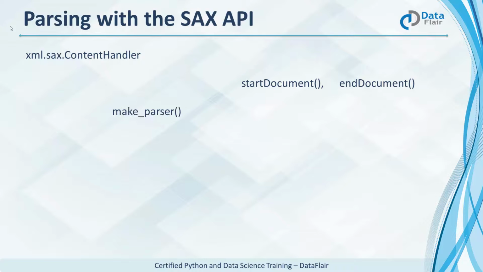The make parser function creates a parser of the first type the system can find and returns it. Parse creates a SAX parser, then uses it to parse the document, and parse string creates a SAX parser, then parses an XML string. For working with the SAX API, we import xml.sax.